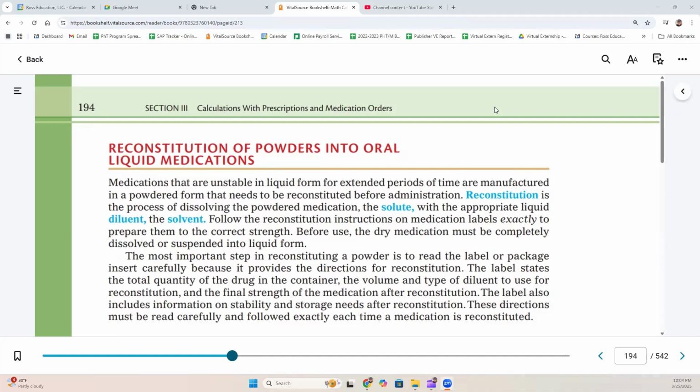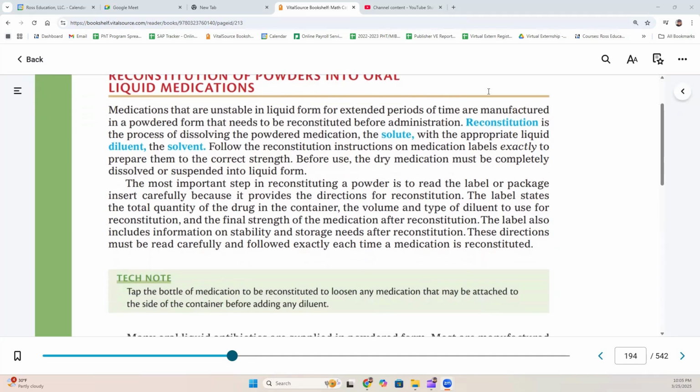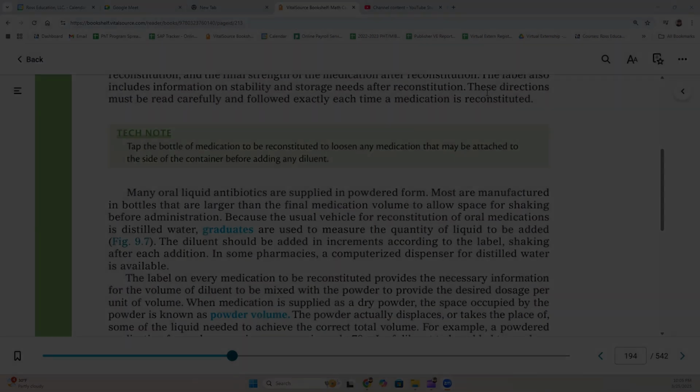The most important step in reconstituting a powder is to read the label or package insert carefully because it provides the directions for reconstitution. The label states the total quantity of the drug in the container, the volume and type of diluent to use for reconstitution, and the final strength of the medication after reconstitution. The label also includes information on stability and storage needs after reconstitution. These directions must be read carefully and followed exactly each time a medication is reconstituted.